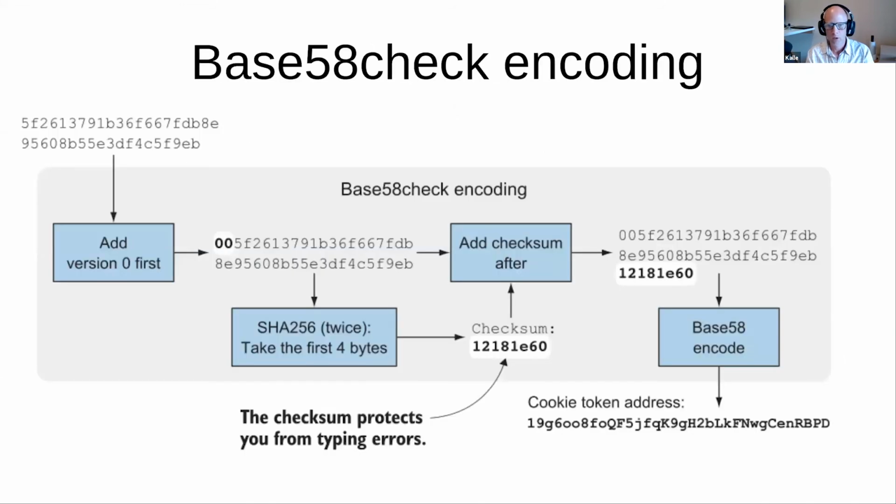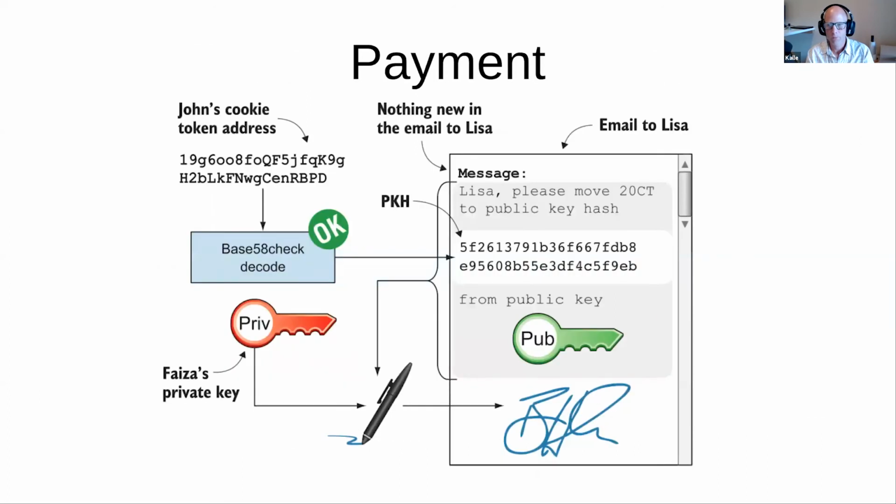Okay, so let's see now. I lost track of the scenario here, but yes, someone wants to pay money to John. FISA wants to pay money to John here, and what she does is ask John for his address, and John will give her that.